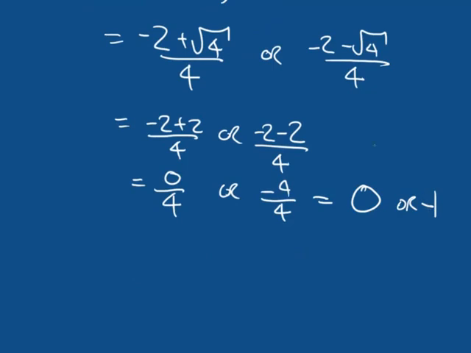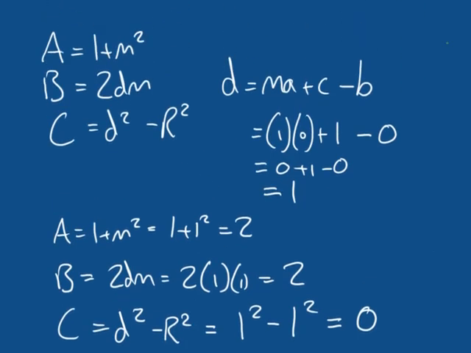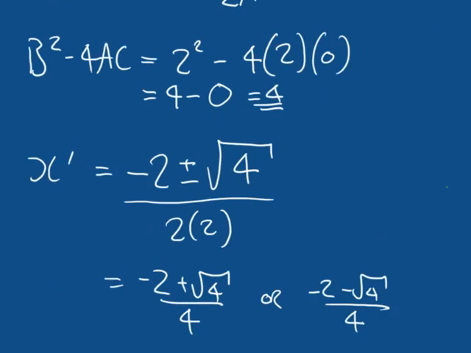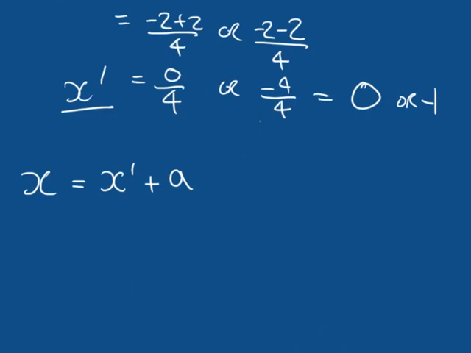Now again, these are values for x dash. To find x, we need to take x dash and we need to add a to it. We need to transform it back. Now luckily in our case, it's going to be very simple because a in this particular example is equal to 0. So we're not actually adding anything to these values. So in our case, x is going to be equal to 0 plus 0 or minus 1 plus 0.